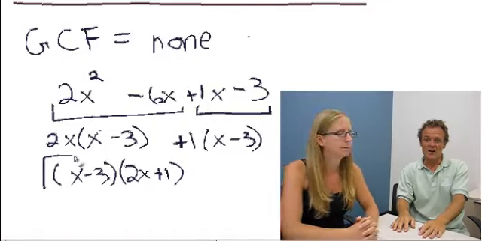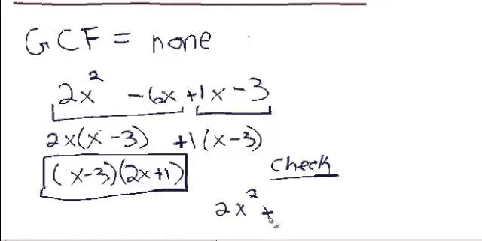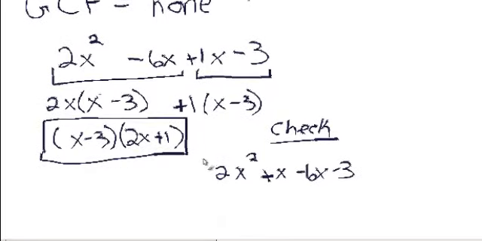How do we check it? I can FOIL it to see if I get the original question. Absolutely, always. You factored it, so you check your answer by foiling it and seeing if you get the original question. Take x minus 3 times 2x plus 1 and FOIL that out: 2x squared plus x minus 6x minus 3. Combine like terms, which gives the negative 5x in the middle: 2x squared minus 5x minus 3.